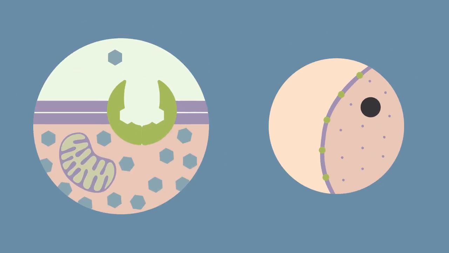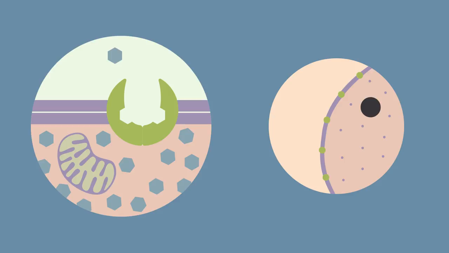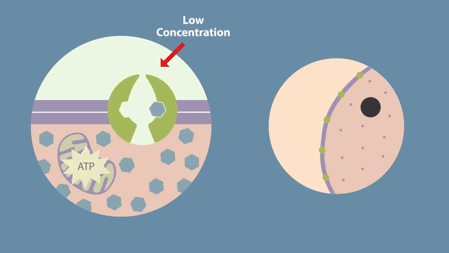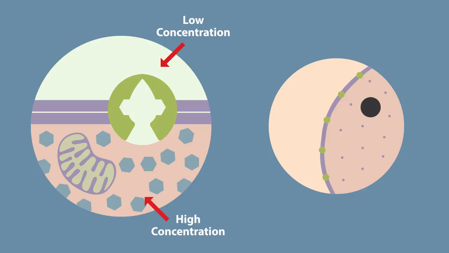Active transport is carried out by protein carriers within the cell membrane, and they have a specific binding site for the exact molecules they are transporting. The substance binds to the protein carrier on the low concentration side, and using energy from respiration, the protein carrier releases the substance on the other side of the cell membrane, where it is already at a high concentration.